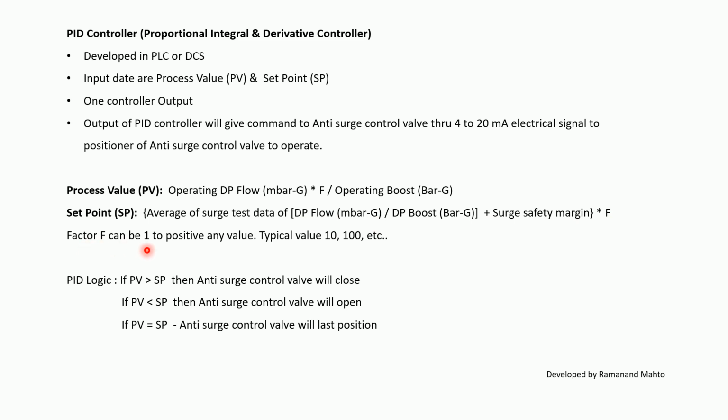So factor F can be 1 to any positive value. Typically it can be 10, 100, 1000, etc. So PID logic: if PV is greater than SP, then the anti-surge control valve will be closed. If PV is less than SP, the anti-surge control valve will be open, and if PV is equal to SP, the anti-surge control valve will stay in the last position.